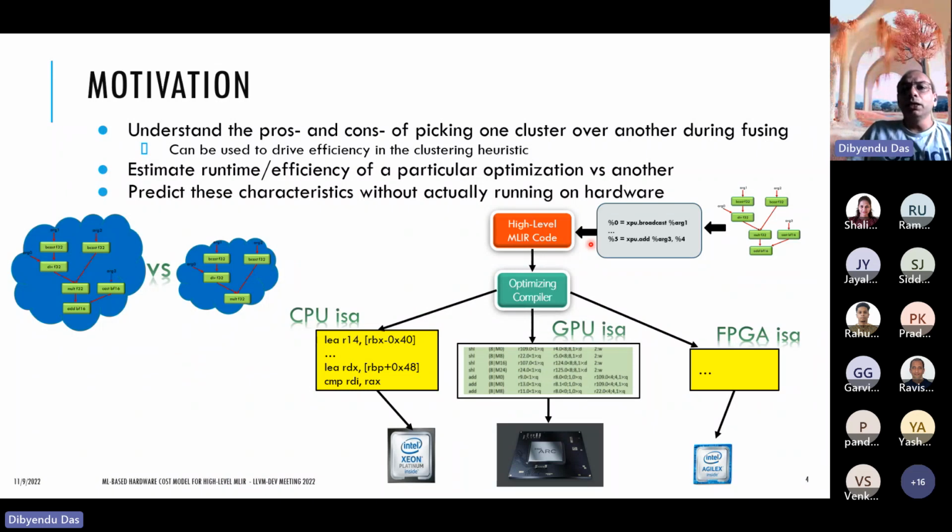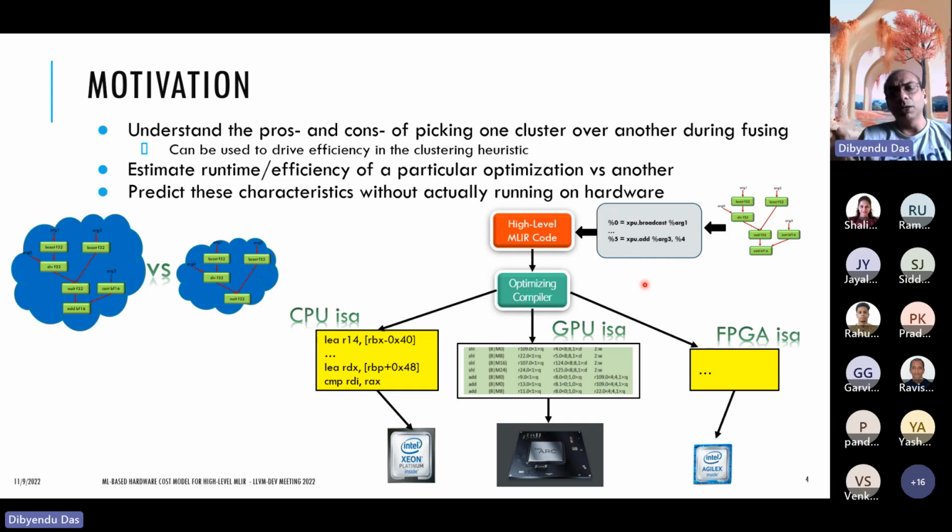Because at the end of the day, you have your high-level MLIR code. So this is basically the flow, and you can now visualize the total flow coming from the high-level MLIR all the way down to your hardware. You have your data flow graph, and that data flow graph is represented as a very high-level MLIR. And then you have your optimizing compiler.